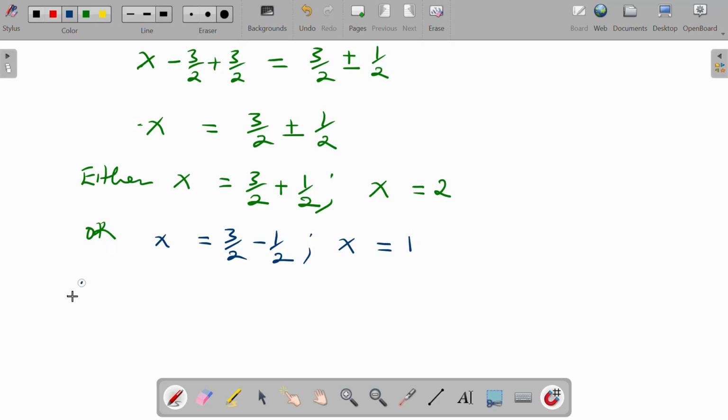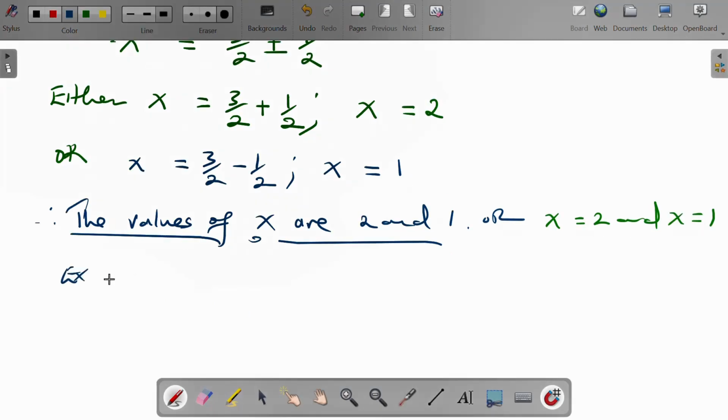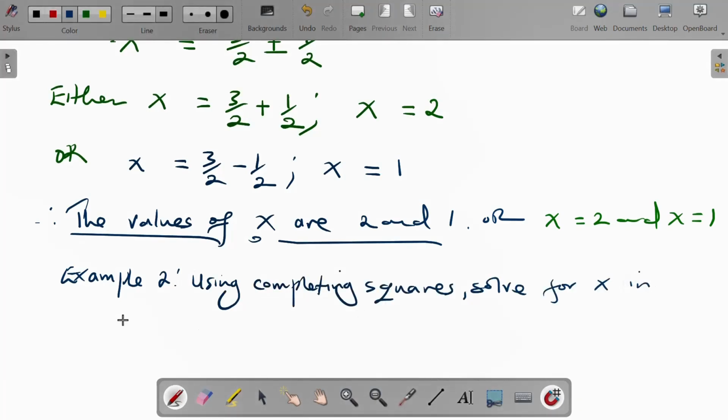And therefore, the values of x are 2 and 1. Or say that x is equal to 2 and x is equal to 1. So you can have our example 2. We are saying that using completing the square, so for x, we have 3x squared minus 8x plus 7 equals to 0. So you can try out this during your free time.